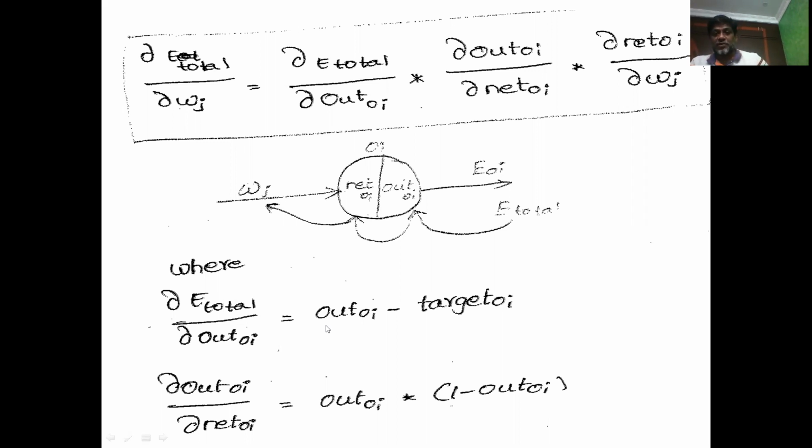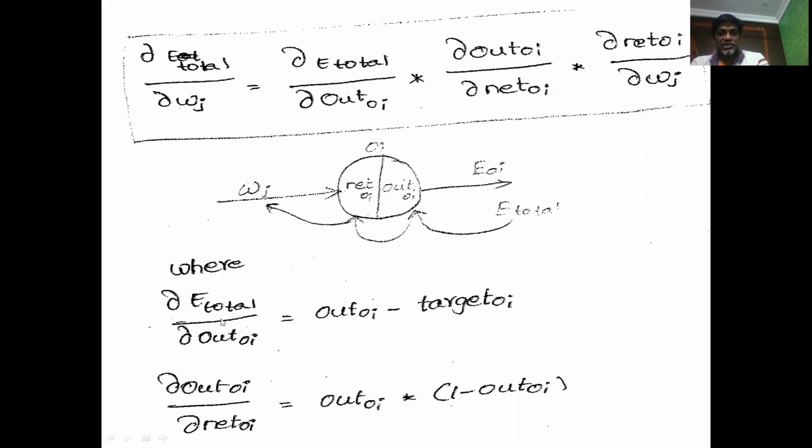You can simply remember this formula, which we get by applying partial differentiation on the E total formula. What is the E total term? It is the sum of error terms, and how do you calculate error terms? Using half into (target Y minus out Y) whole square. By differentiating it with respect to out Y, you will get this formula: out Y minus target Y. I'll explain this with an example when we go through a solved example later.